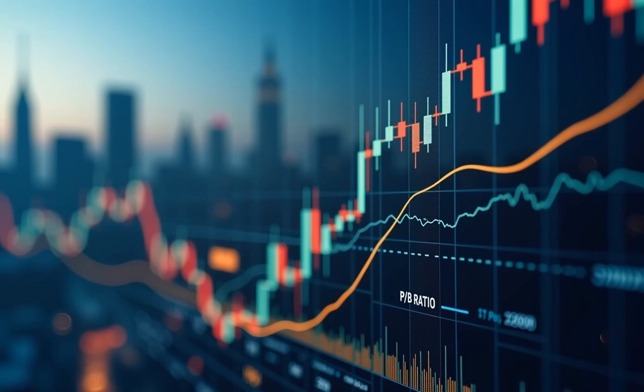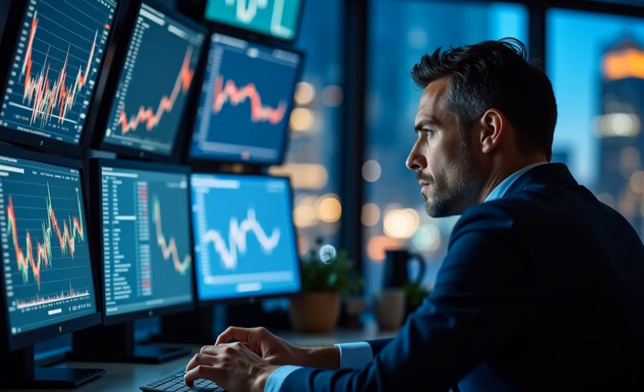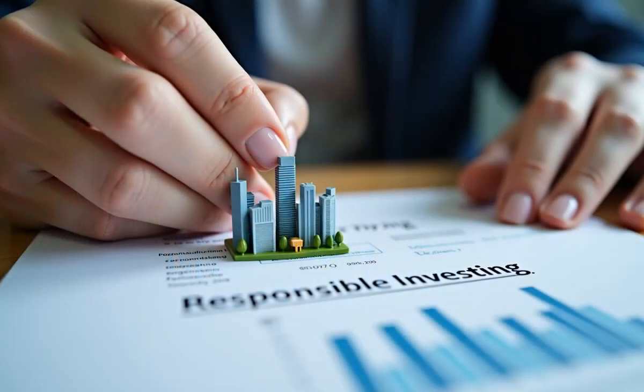It's a useful starting point for your research, but should never be used in isolation. Remember to analyze the company's fundamentals, industry trends, and overall market conditions before investing. Remember, this information is for educational purposes only and should not be taken as financial advice. Always consult with a qualified financial professional before making investment decisions.